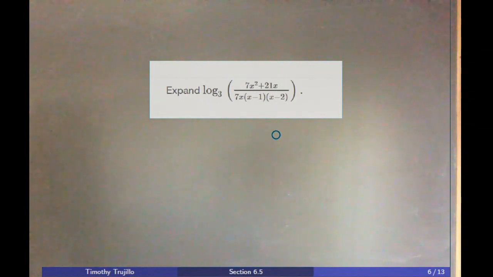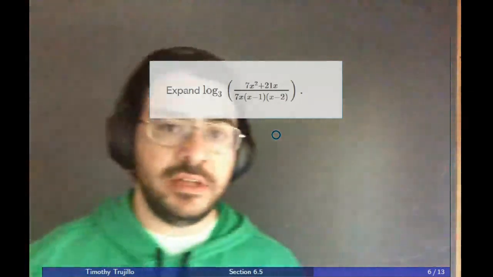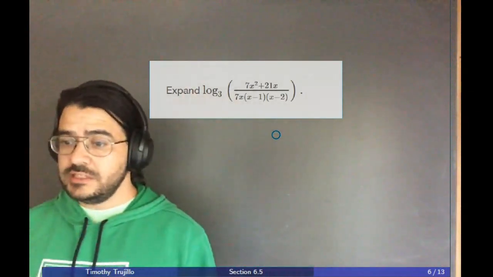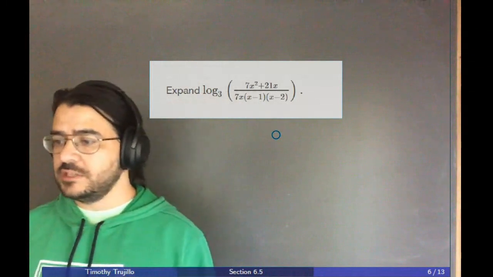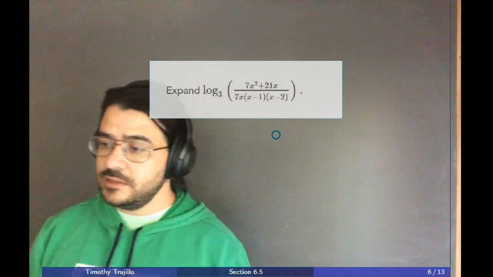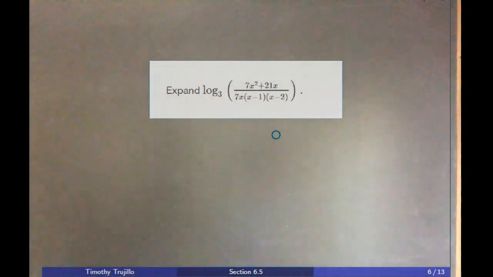And the first thing that you should do with something like this, if you're confronted with it in an assignment or an exam, is to simplify things as much as you possibly can first, okay? Before you do anything with logarithms. And here, there's a common factor in the numerator and the denominator that can be canceled out. So what can we factor out of that 7x squared plus 21x in order to cancel out some of these terms here?